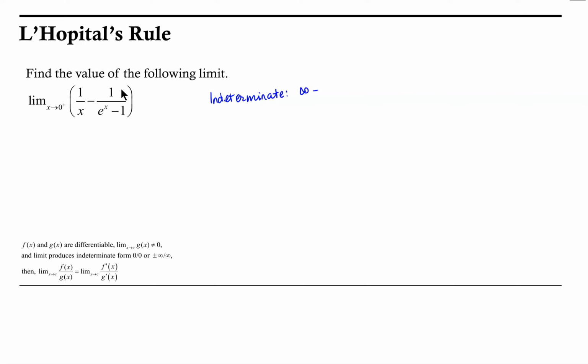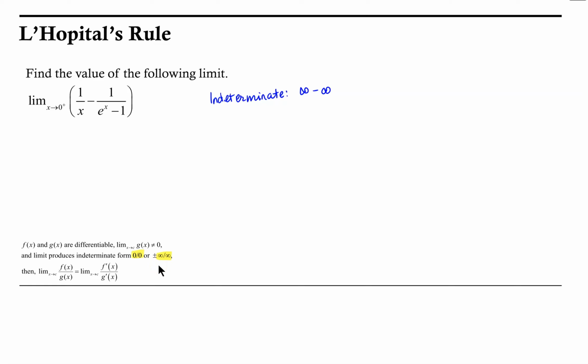and the indeterminate form in this case is infinity minus infinity. So what we need to do is rewrite or create an equivalent function that is either of the form 0 over 0 or infinity over infinity, so that we can apply L'Hopital's rule.